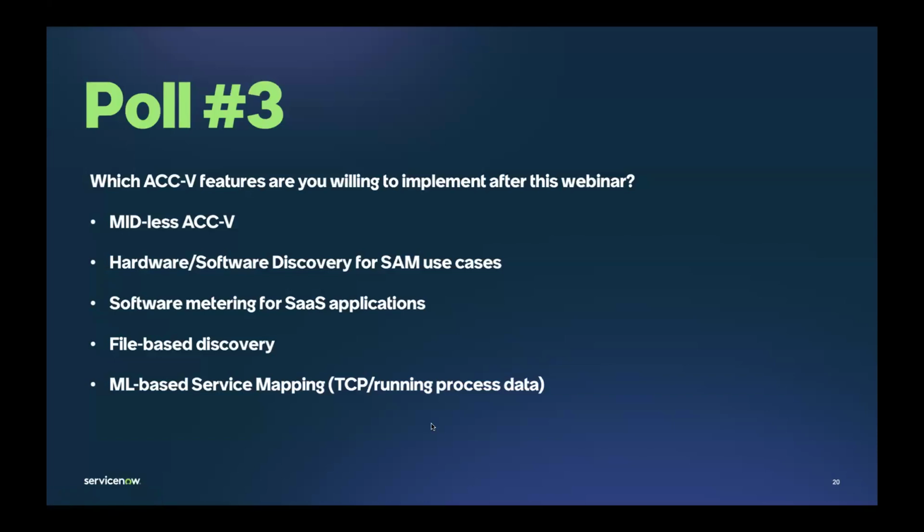For our poll number 3, we want to know which ACC-V features you are willing to implement after this webinar. From what we talked about: the MID-less ACC-V, hardware and software discovery for SAM use cases, software metering for SaaS applications, file-based discovery, or ML-based service mapping. Please, you'll see a pop-up of the poll. Feel free to answer the question and take about 10 to 15 seconds to do so. Thank you so much.